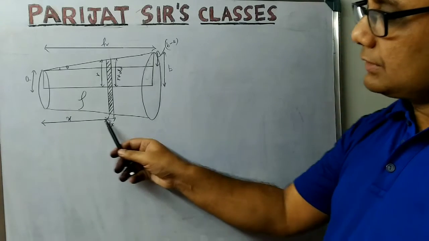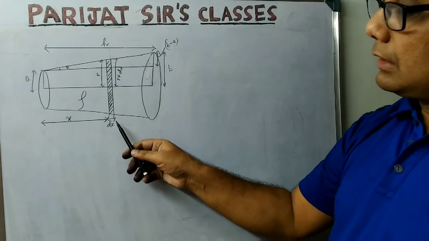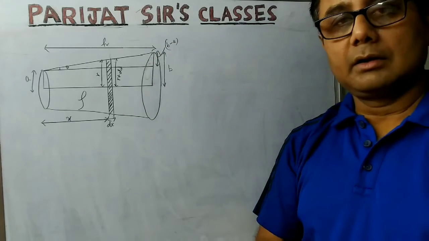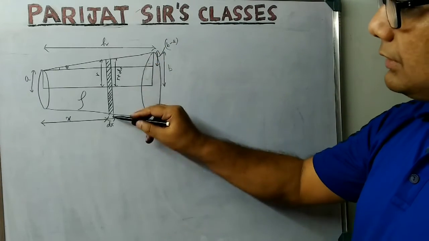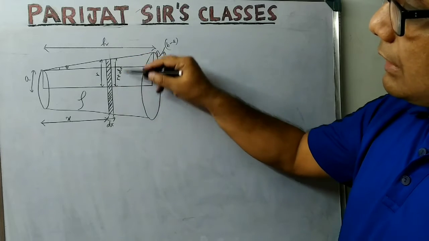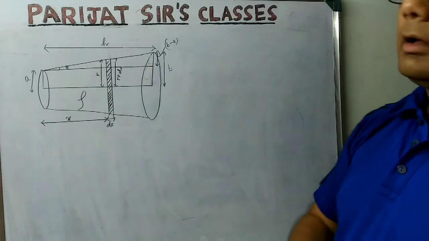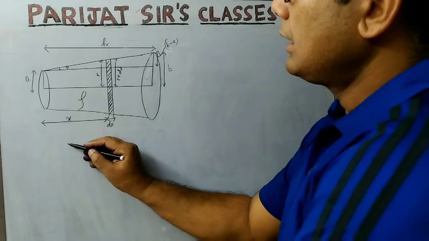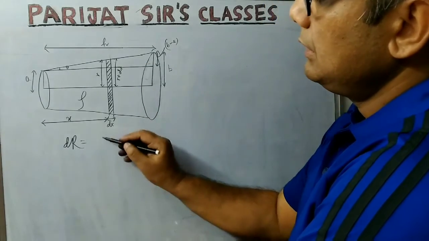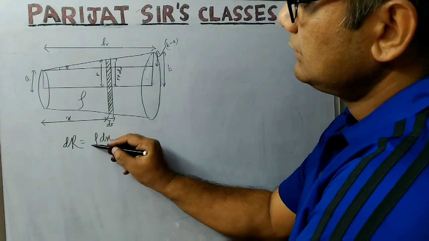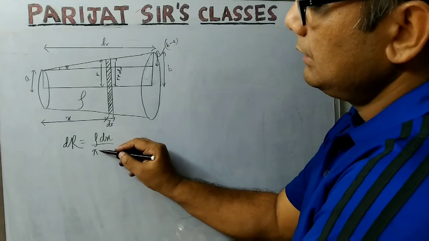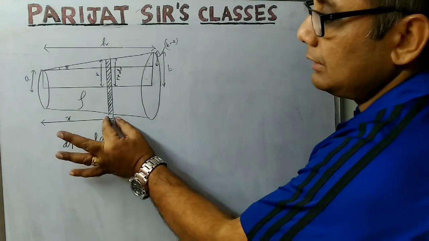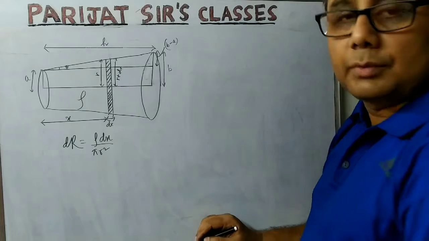So let's choose a distance x, at a distance x, let's choose a thickness dx of the elemental section of the conductor. Okay, so suppose this is r and this is r plus dr because this is a little bit more. So what is the resistance of this length? dR will be rho dx by pi r square. See, we know resistance is rho L by A. So L here is dx and A is pi r square.